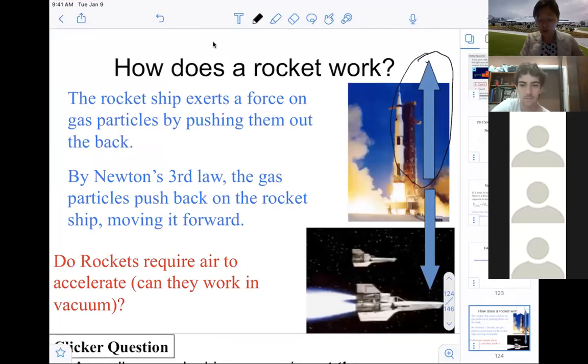So you can say that the air is being carried by the fuel, by the rocket itself. So even though you are in a vacuum, like you're in space, of course it can still work, right? We have all the spaceships that still work in space, in a vacuum.